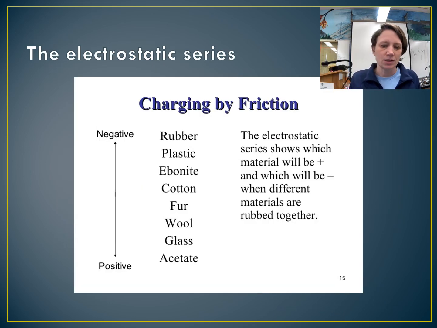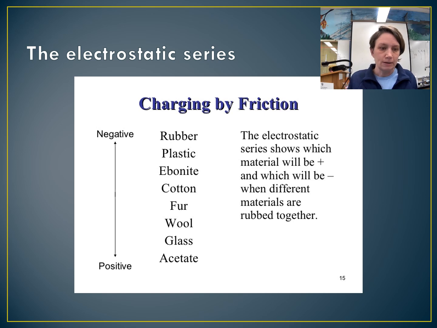So what determines which object is going to gain the electrons or lose the electrons? Short story, it's chemistry. It depends on the materials that are rubbed. Some materials really love electrons and they are always grabby, grabby, grabby, and other materials really don't care about their electrons and they tend to give them up. There is something called the electrostatic series that tells you how likely an object is to gain or lose electrons when you do friction charging.